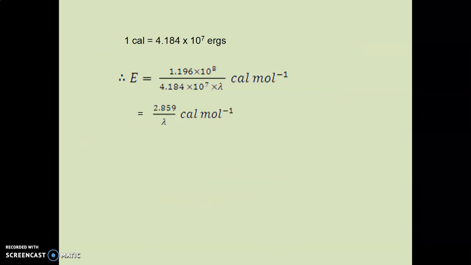Now if you have to calculate the value of energy in calories per mole, then you will have to use the relation 1 calorie is equal to 4.184 × 10^7 ergs. If you substitute all these values, then the value of energy in calories per mole comes out to be 2.859 divided by λ, that is calories per mole.